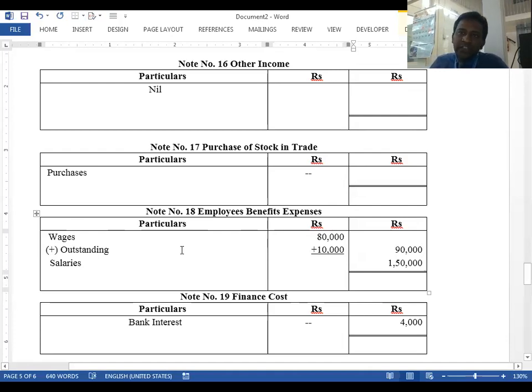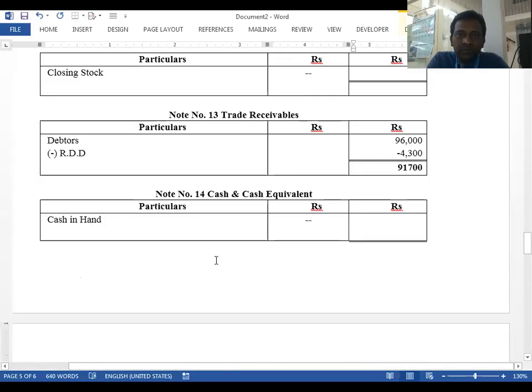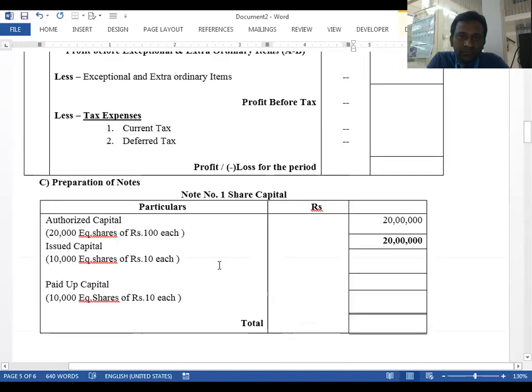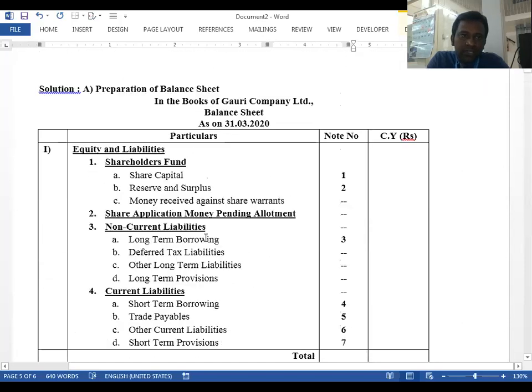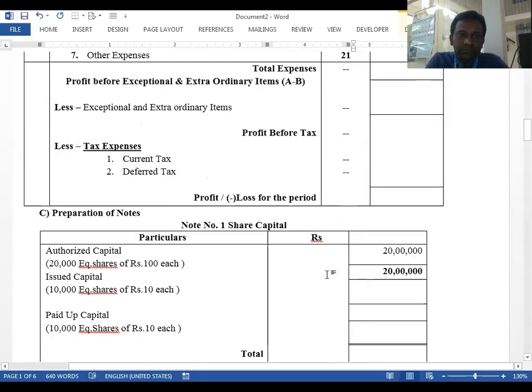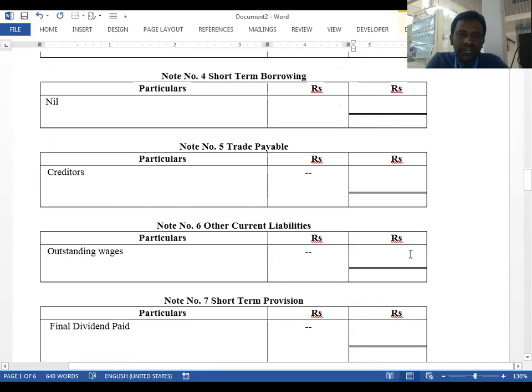Outstanding wages becomes a liability, so it should be transferred to the liabilities side. So this is the format of liabilities. Outstanding wages, outstanding salary, all types of outstanding expenses fall under the current liabilities. So we have separate heading here, other current liabilities. Notes number 6. See here, outstanding wages 10,000, other current liabilities.